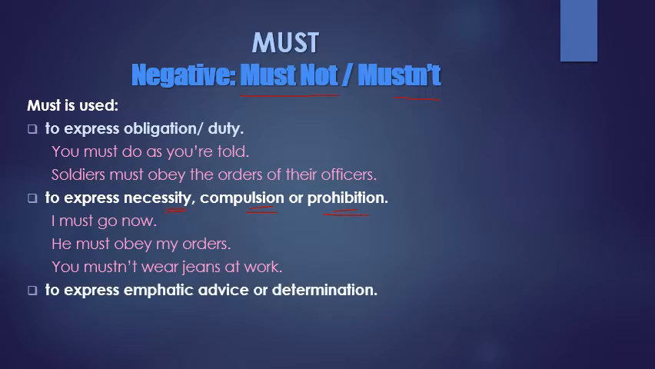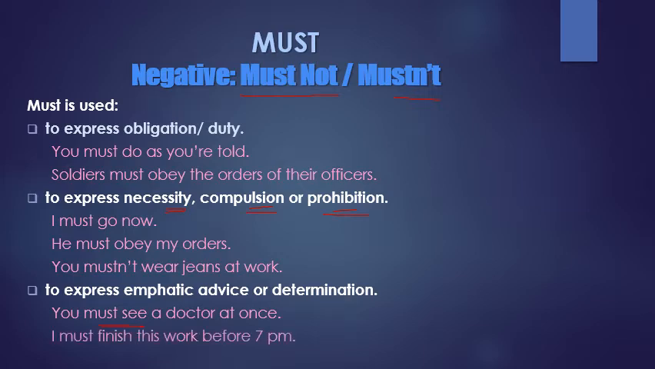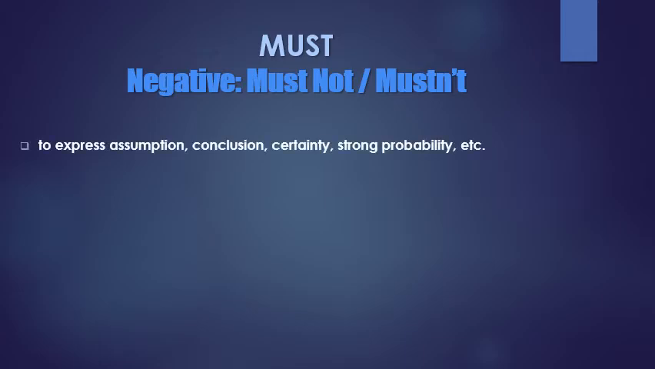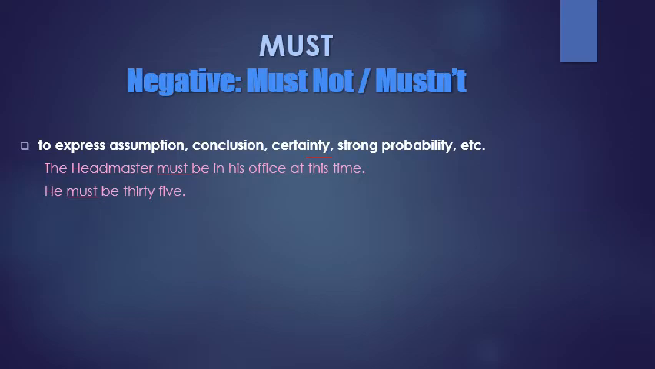To express emphatic advice or determination: You must see a doctor at once. This is an emphatic advice. I must finish this work before 7 p.m. Determination. Alright. There is one more usage of must. To express assumption, conclusion, certainty, strong probability, etc. The headmaster must be in his office at this time. So this is certainty. He must be 35. Assumption.